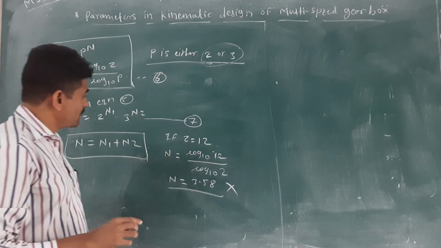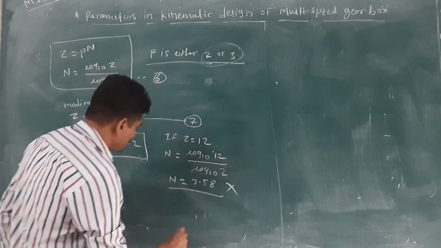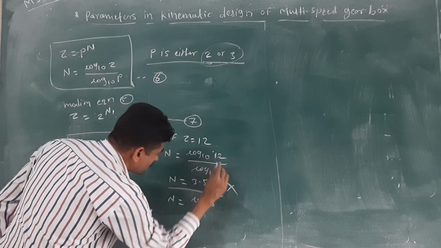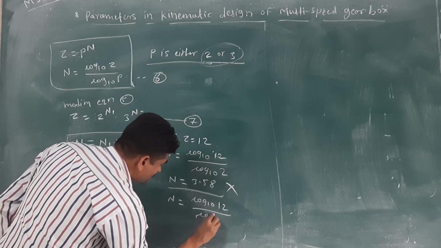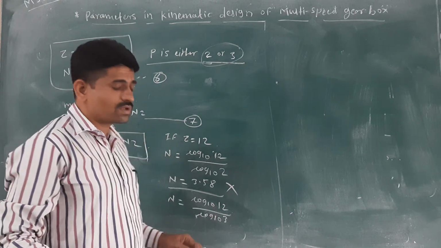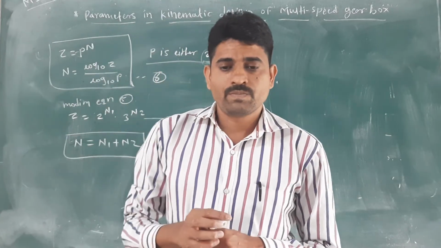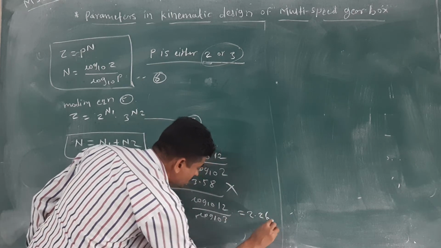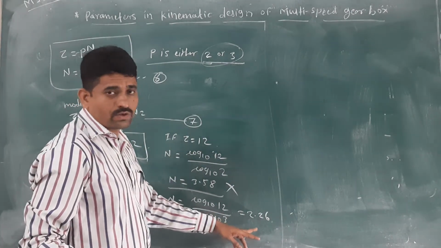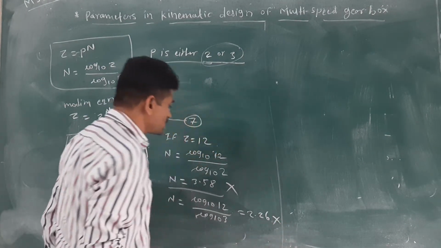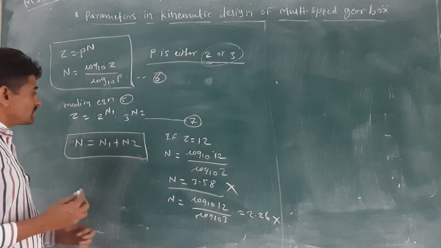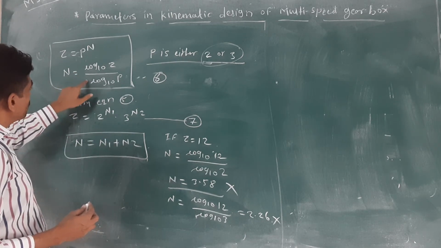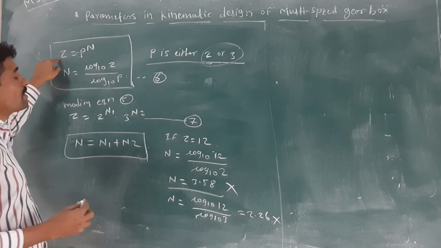If you put p is equal to 3, then log 10 of 12 divided by log 10 of p, that is 12 divided by 3, you will get 2.26. Is this an integer number? No. Again, this is not a feasible solution. That's why I have told you, if you are not getting an integer number with the help of equation 6, then modify equation number 5.